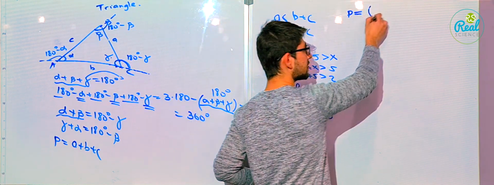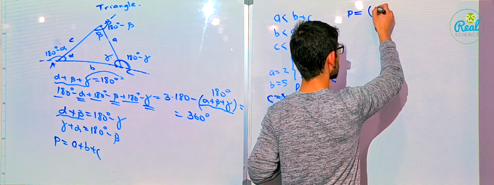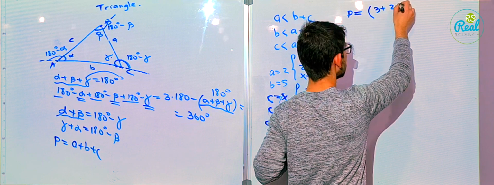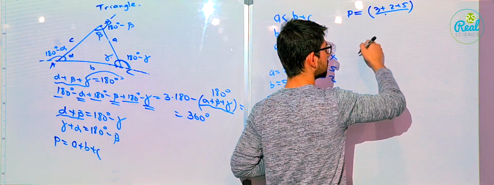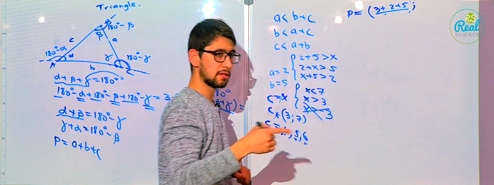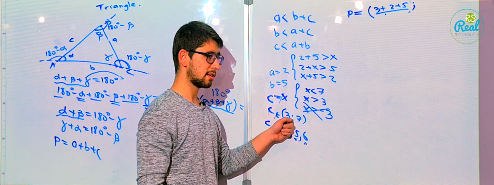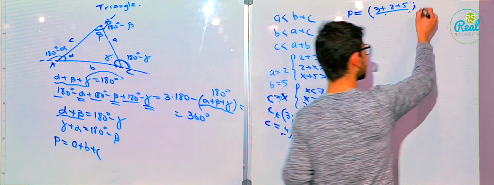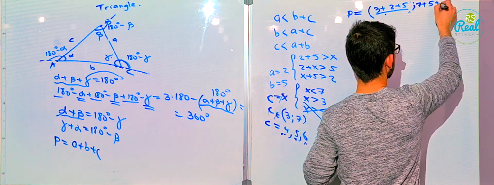Or you can release an interval. You can take the smallest possible value for your C: 3 plus 2 plus 5, you have 3 sides, right? So this is the smallest value that your parameter can be when your C is 3. When it's 7, it takes the maximum value: 7, 5, 2, right?